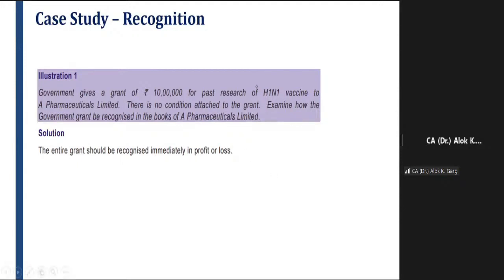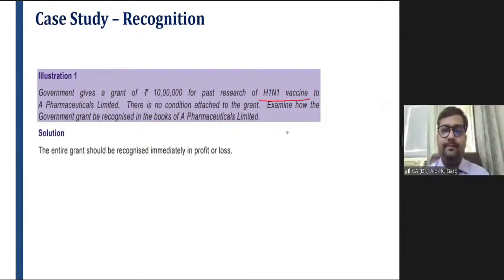Let's come to illustration 1. Government gives a grant of rupees 10 lakh for past research of H1N1 vaccine to A Pharmaceuticals Limited. There is no condition attached to the grant.